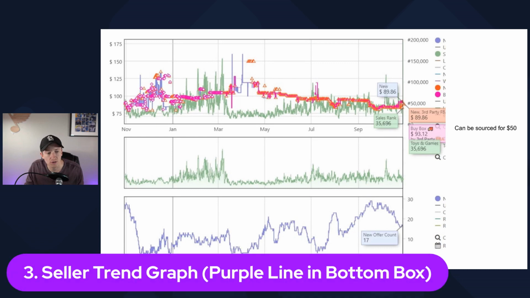Now let's look at this third option here, the seller trend graph. You can see that there are a ton of sellers. They sold out. This is not an IP issue. This is more than likely a Q4 thing. A lot of people bought this for Christmas, and so they sold out.